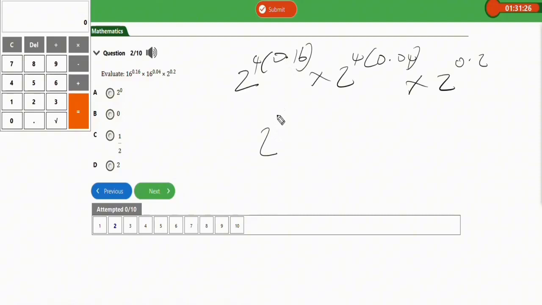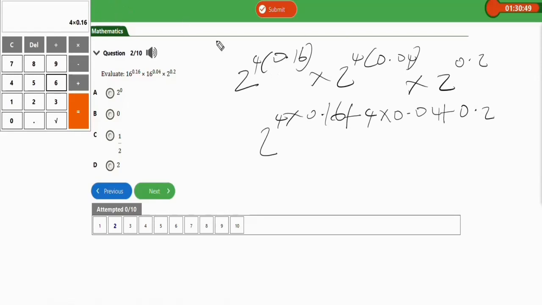We have 4. Okay, so you can now break this down with the calculator. So this is 4 times 0.16. Okay, plus, or let me, before we punch in the calculator, let me finish simplifying it here. I think that's going to be confusing. We have 4 times 0.16 plus, we're adding the powers, alright? 4 times 0.04, okay, plus 0.2.